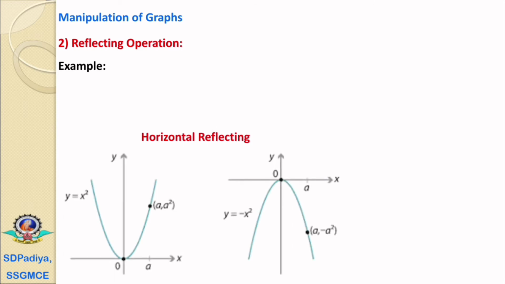In this example, if we look at the original graph, then it is in the positive region of the y. If we reflect this graph about the x-axis, then we'll get its mirror image. It will reflect about this x-axis, therefore now it is in the negative region of the y-axis. It is called the horizontal reflecting.